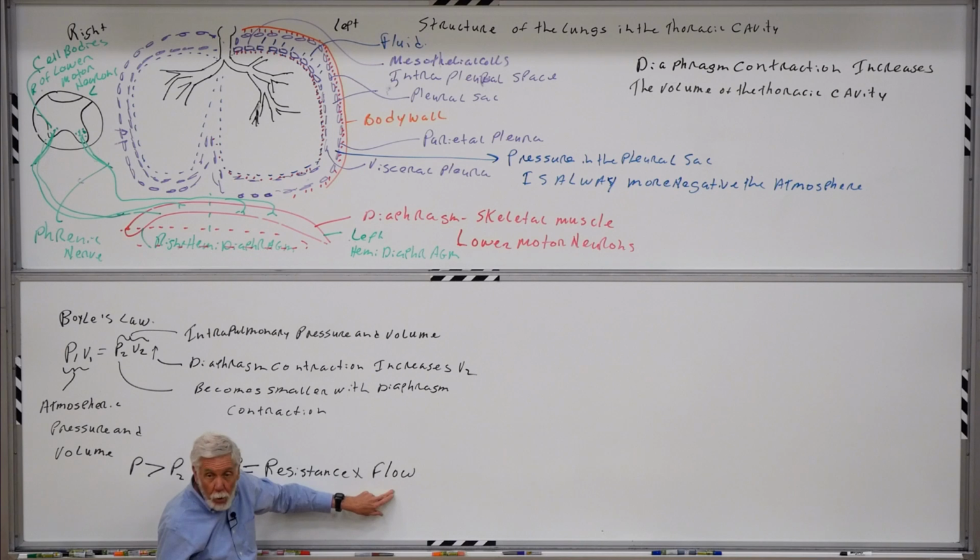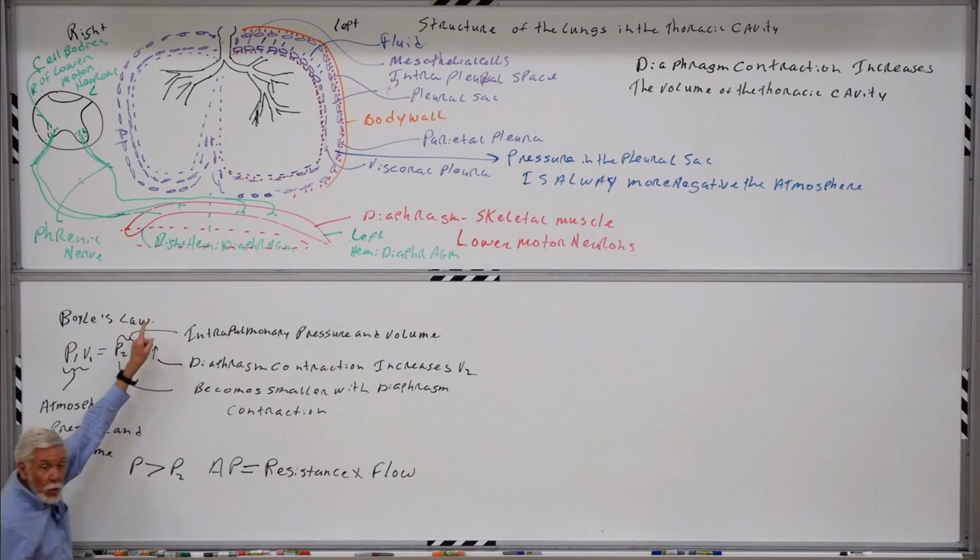On normal, quiet breathing, we simply contract the diaphragm. The diaphragm is an unusual muscle. It's a muscle that's only found in mammals. None of the other classes of vertebrates have a diaphragm. But as mammals, we have a diaphragm. And we use it now to bring air into the lung.